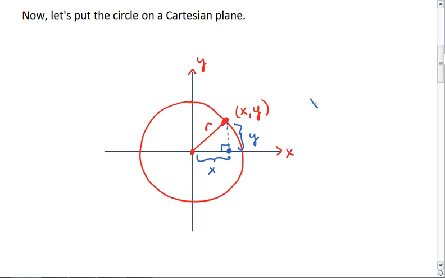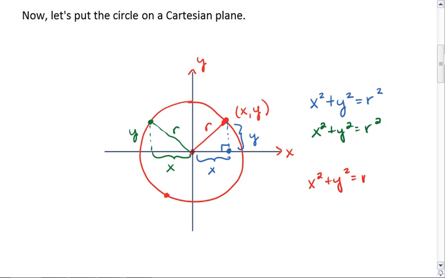What we see is that from the Pythagorean theorem, x squared plus y squared equals r squared. Well, what if we move the point over here? This is still r. We have y. We have x. Now I know that the x over here is negative, but what happens when we square a negative number? It becomes positive, so we can still use that value of x. And in fact we find no matter where we put any point on the circle, x squared plus y squared will always equal r squared.